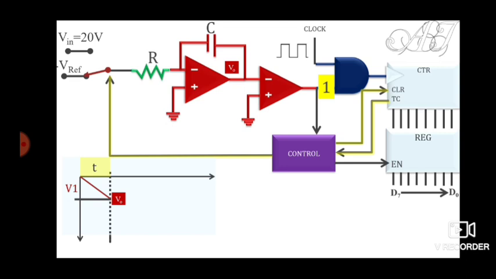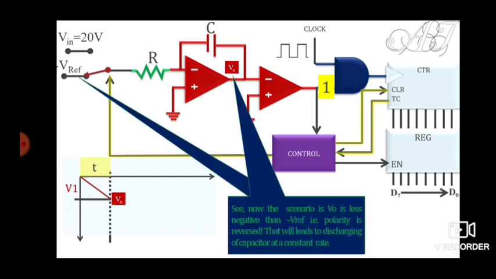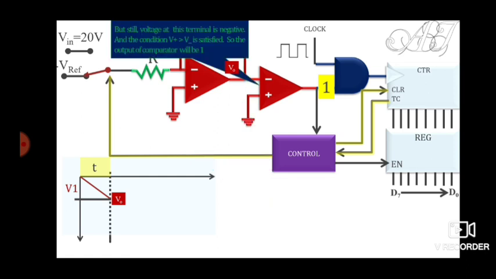Now here, as you can see, this switch is connected to V reference, and that is negative. Okay, so as I have already discussed, V reference is always greater than V input. So obviously V naught is less negative than V reference, that is, the polarity is reversed. Now that will lead to the discharging of the capacitor. Okay, now your capacitor will start discharging, and hence what will happen?